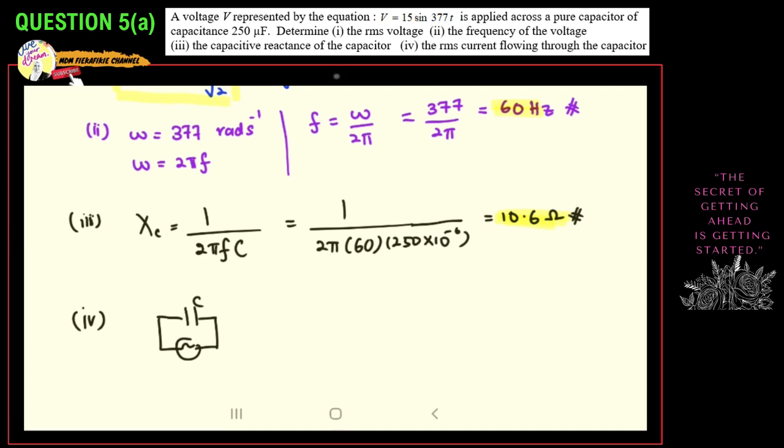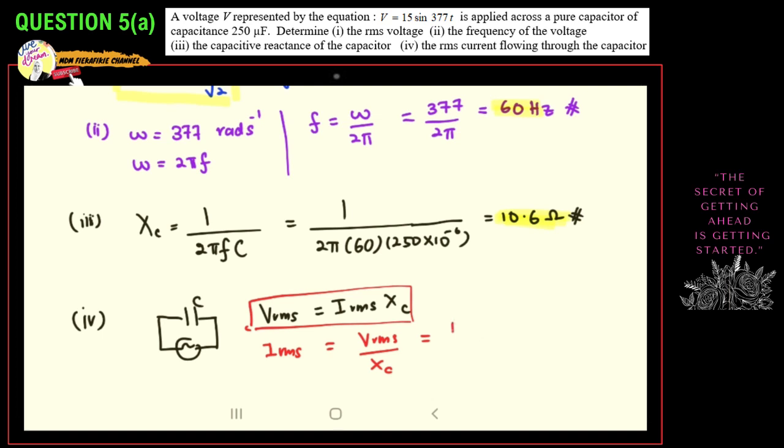So from here we can use formula from VRMS. Tadi kita dah dapat where VRMS is equal to I RMS XC. Okay, chapter ni paling senang. So kalau salah, rugi. So kita nak cari IRMS. So it's equal to VRMS over XC, where VRMS is 10.6, okay, and XC is equal to 10.6 ohm. Therefore, IRMS is equal to 1 ampere. Okay, so dah dapat jawapan. Okay, so finish 5A. Okay, so continue with 5B.